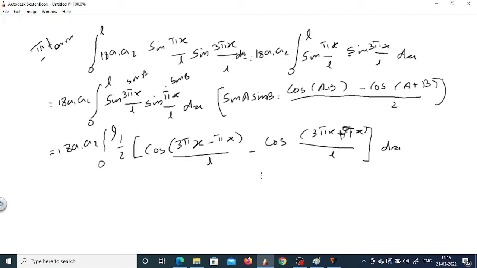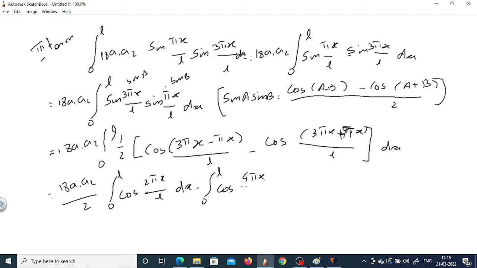After that, furthermore, I can simplify the term. I can move this 1 by 2 outwards, so that this is equal to 18 A1 A2 divided by 2. What happens here? Cos 3 pi x minus pi x, I can get 2 pi x. So I can write integral 0 to L cos 2 pi x by L into dx minus. Here you see 3 pi x plus pi x available. So minus integral of 0 to L cos 4 pi x by L into dx. Likewise, if I integrate the cos 2 pi x by L, already in previous steps we did the same thing, it can be converted into sine 2 pi x by L whole divided by 2 pi by L.